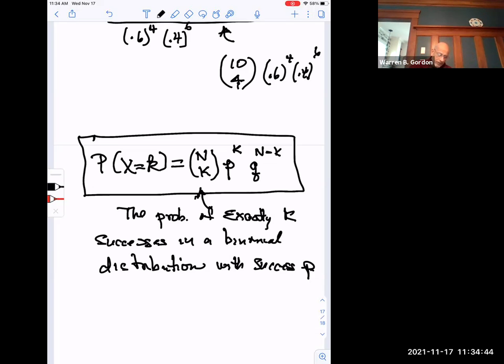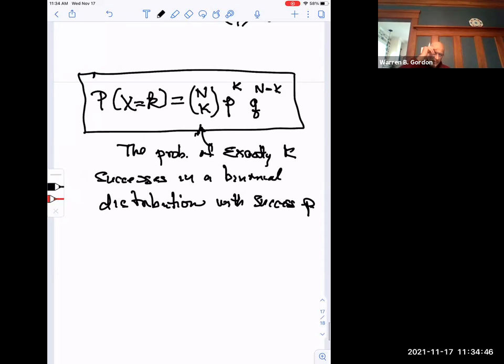By the way, a very, very special case of a binomial distribution is when n equals 1. You only do the experiment once. That's called the Bernoulli distribution. I'll just mention that in passing.